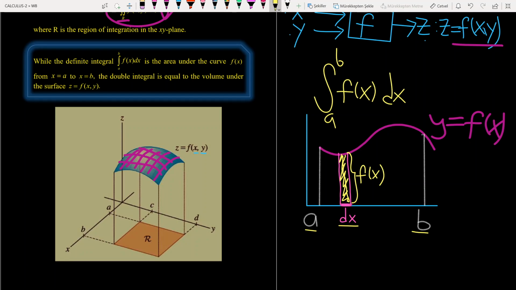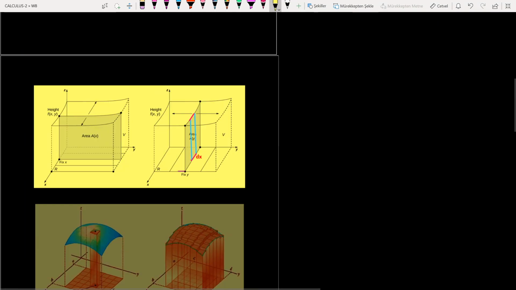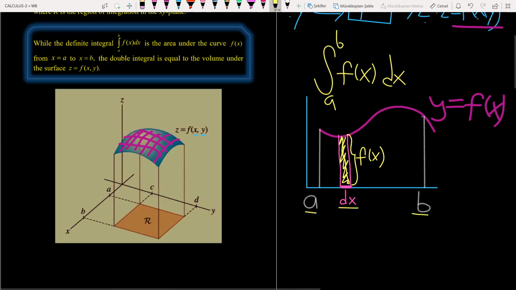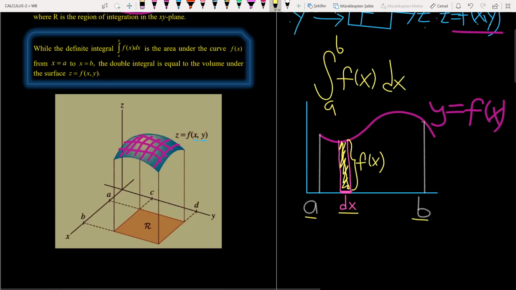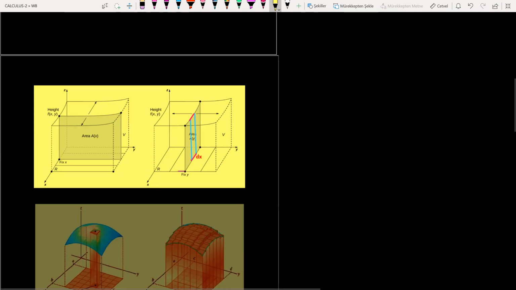How do we get a surface? As I told you, for each input x and y, you have a value z. Combining all the z's, you have a surface, and you want to compute the volume under this surface. It is the idea of double integral. Now let me explain how we get this formula.